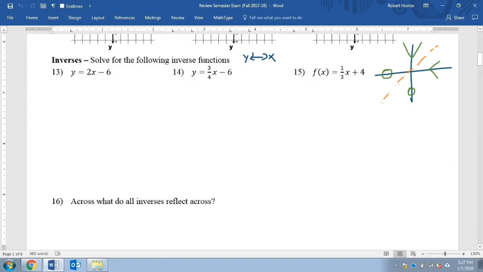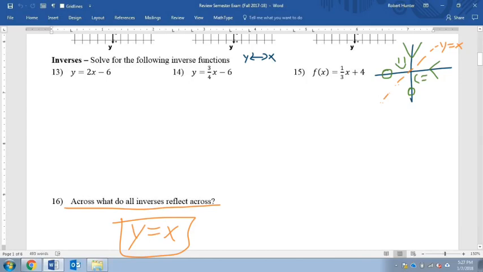If I had, I don't know, a happy face like this, it would reflect across the line, and it would be a happy face like this. So they reflect across that line, y equals x. So that's the answer to number 16. Across what do all inverses reflect? Across y equals x. That is the answer. That is the linear parent function, y equals x.